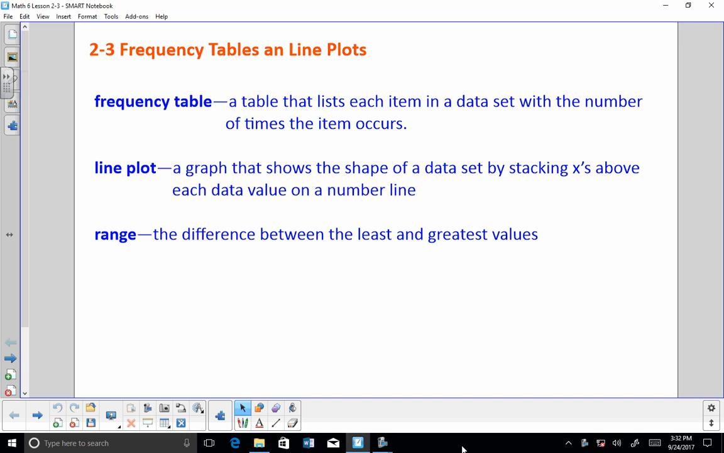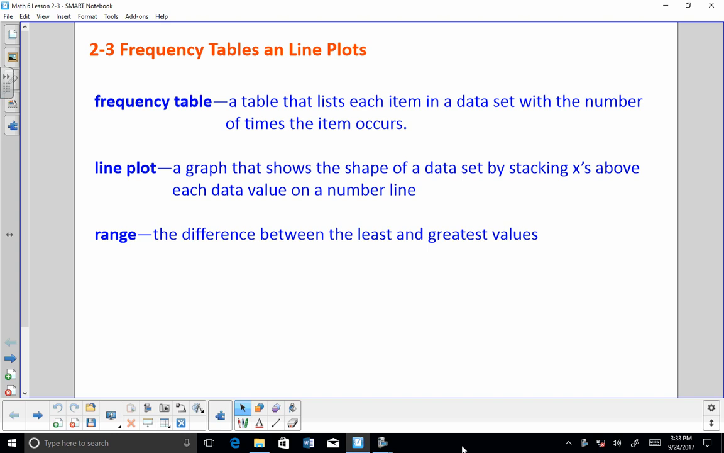This is Math 6, Lesson 2-3. Frequency tables and line plots. Oops, typographical error. A frequency table is a table that lists each item in a data set with the number of times that the item occurs. A frequency table just makes it much easier to read all the data that you may have been given.